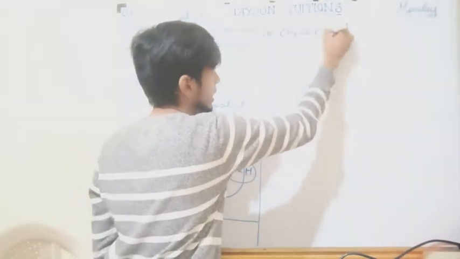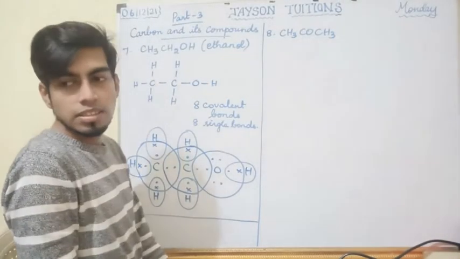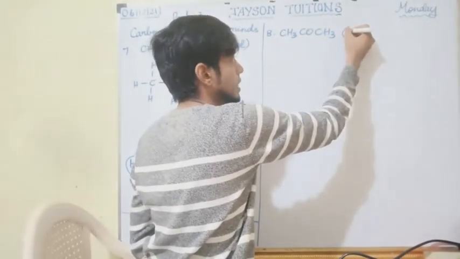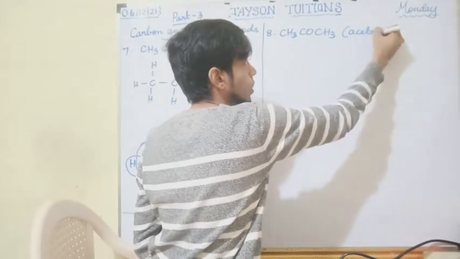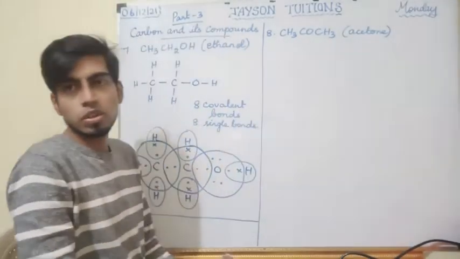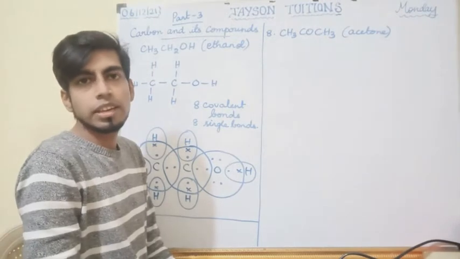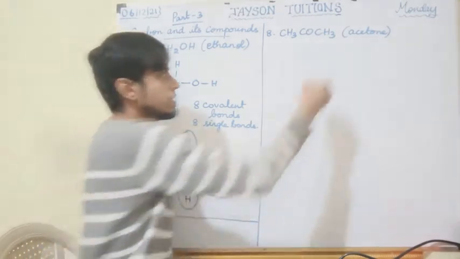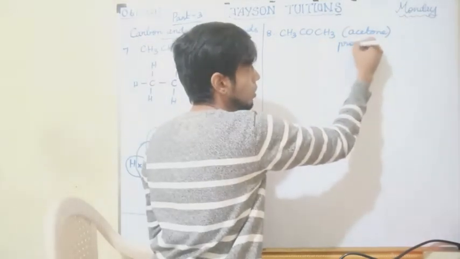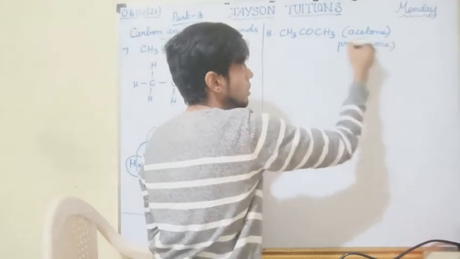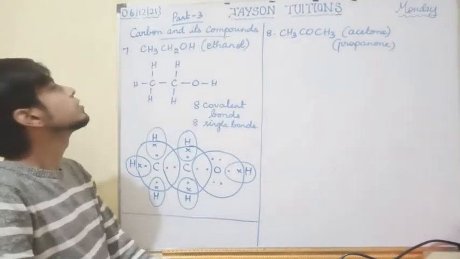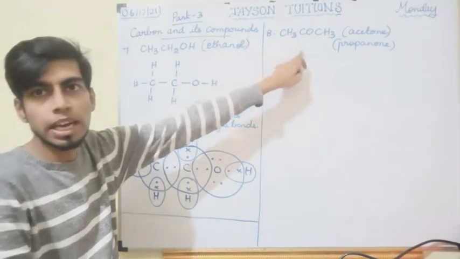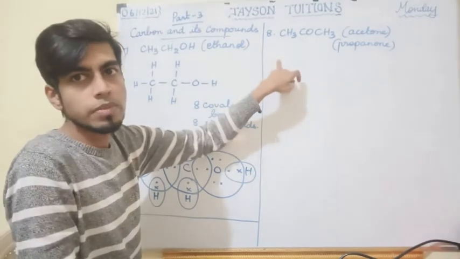CH3COCH3. CH3COCH3 is nothing but acetone. What is the name of this? Acetone. Where is this acetone used? It is used in nail polish removers. It is also called propanone. So it has two names. You know how many dots for carbon, hydrogen and oxygen. So first we will draw the structure.